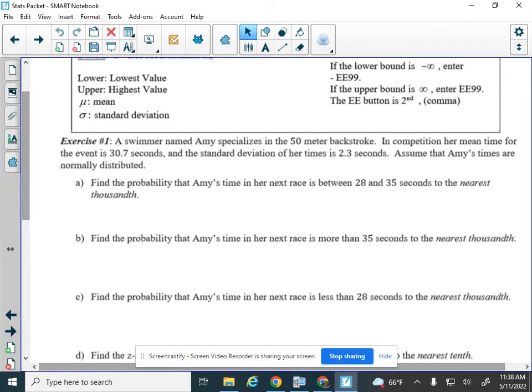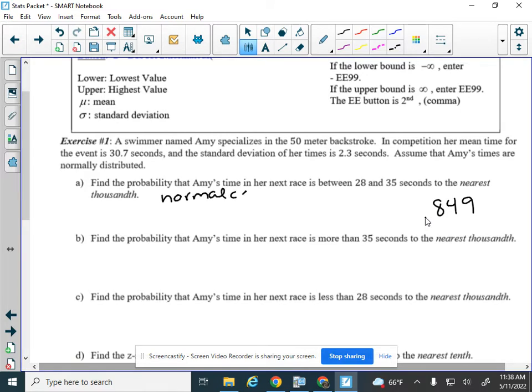So work-wise, this is what we're going to show. Okay. So work-wise, when we look at this, we're going to write down normal CDF to say that's what we're using on the calculator. And then we're just going to write down what our lower and upper are. So we're going to write down what we typed in our calculator. So we typed in 28 for lower and 35 for upper. Our mean, which is denoted by mu in this case, was 30.7. And our standard deviation here was 2.3.